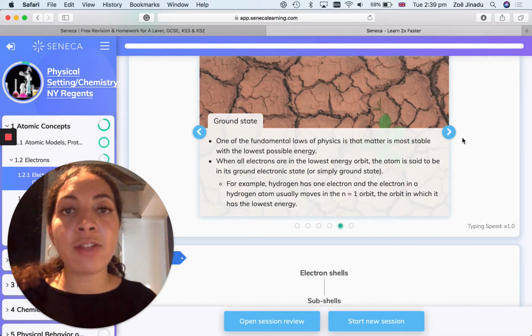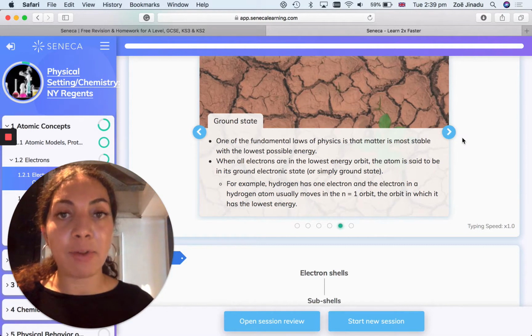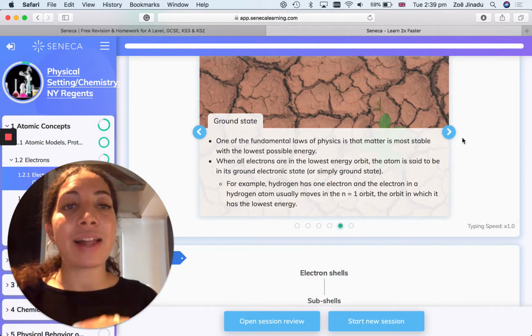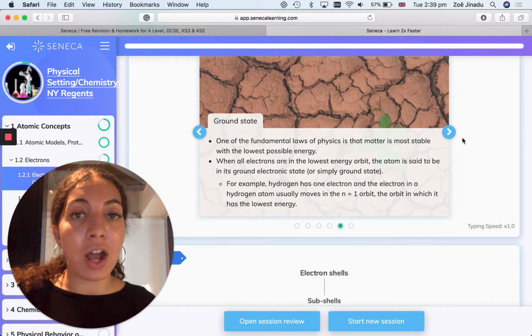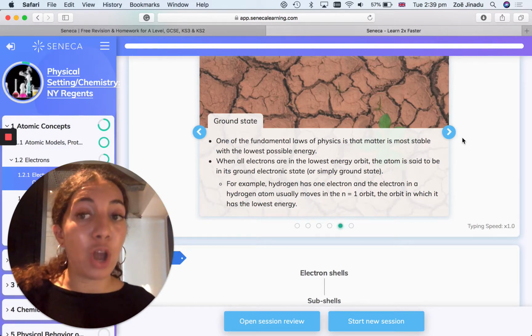So, one of the fundamental laws of physics is that matter is most stable with the lowest possible energy. When all electrons are in the lowest energy orbit, the atom is said to be in its ground electronic state, or simply ground state. For example, hydrogen has 1 electron and the electron in a hydrogen atom usually moves in the n equals 1 orbit, the orbit in which it has the lowest energy.